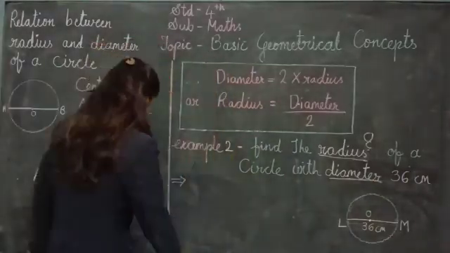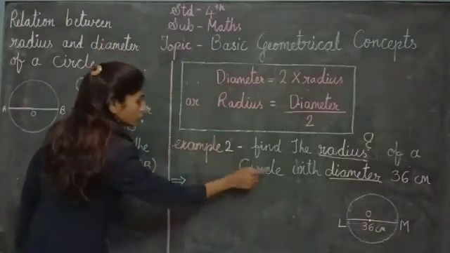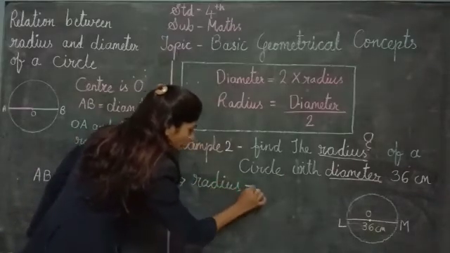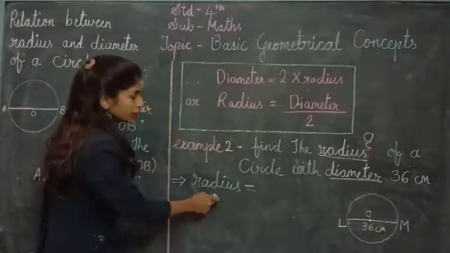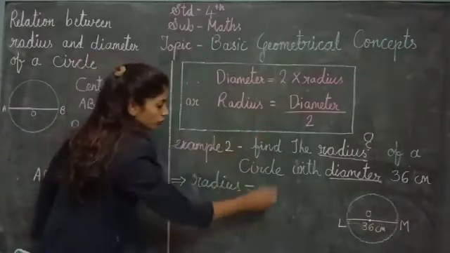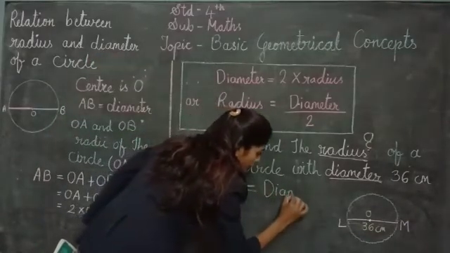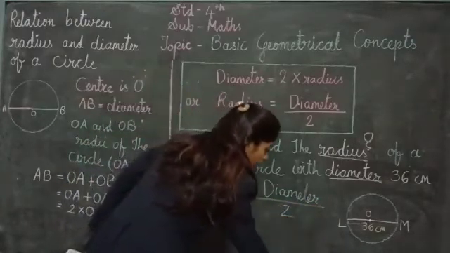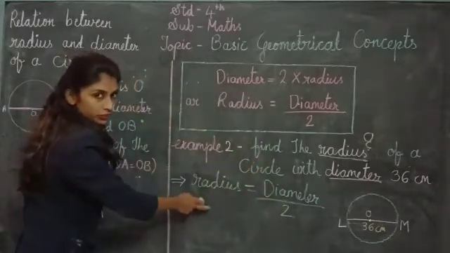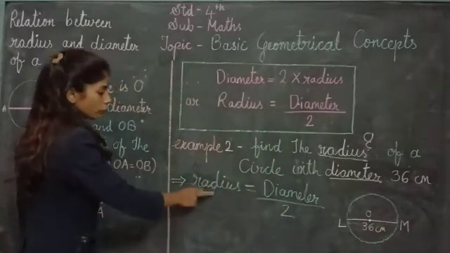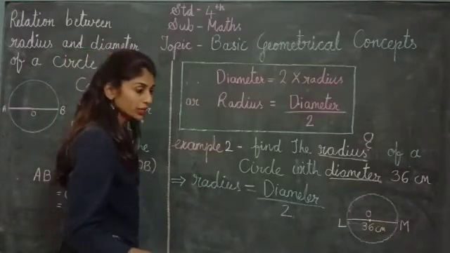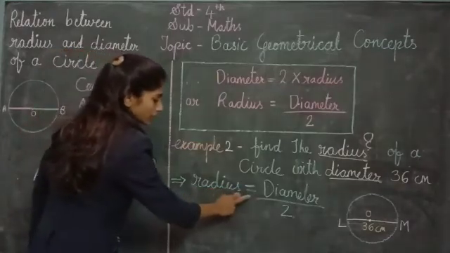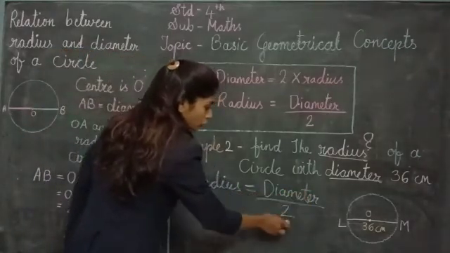Now again we have to put some formula. What is our formula here? The formula is radius is equal to, this is what we have to find out. So what is our formula for that? Diameter upon, meaning divided by 2. This is the first step of your solution. Every time, whatever they have asked you to find, you have to write the formula first. So this is the formula for radius: radius is equal to diameter upon 2.